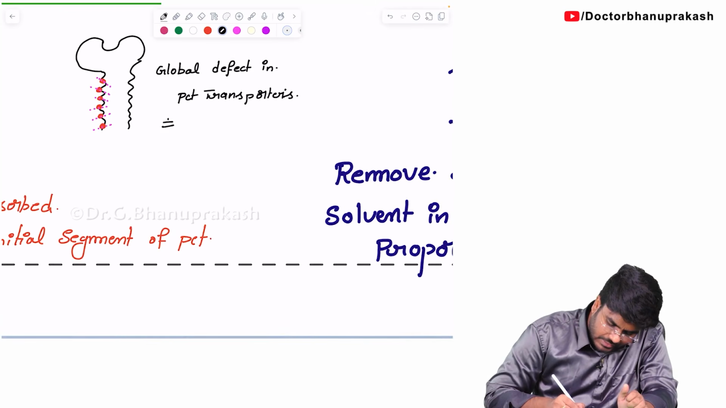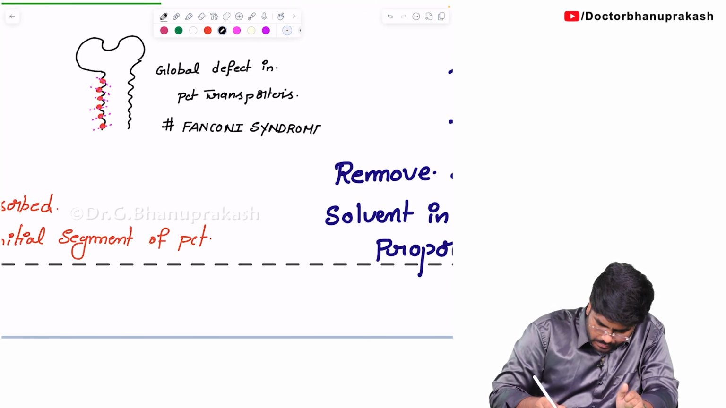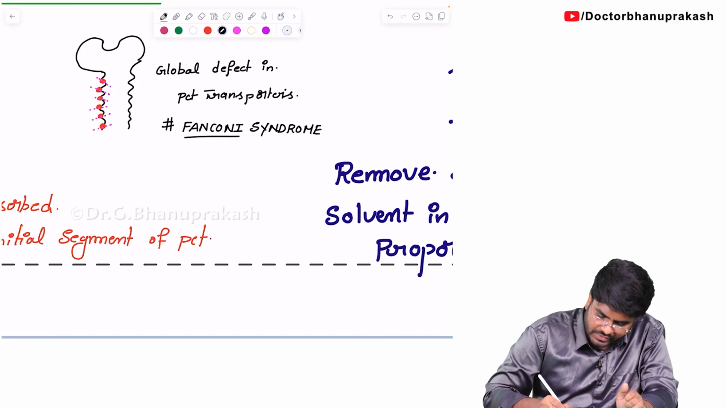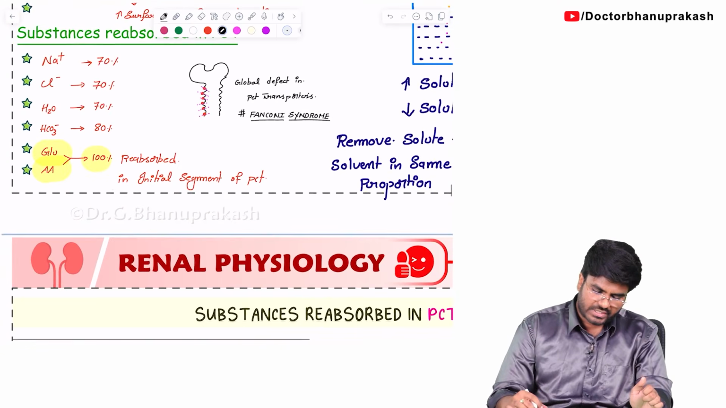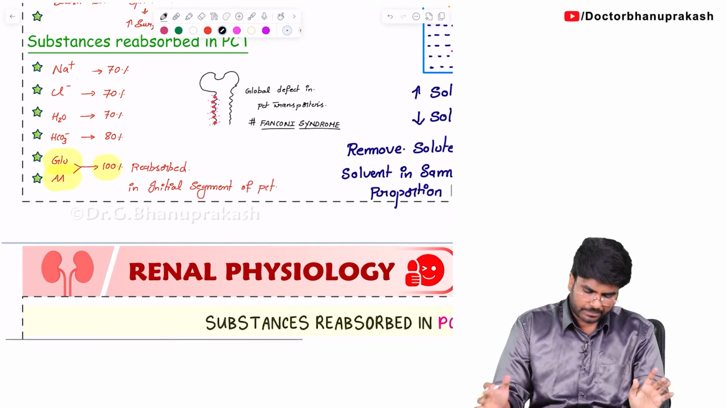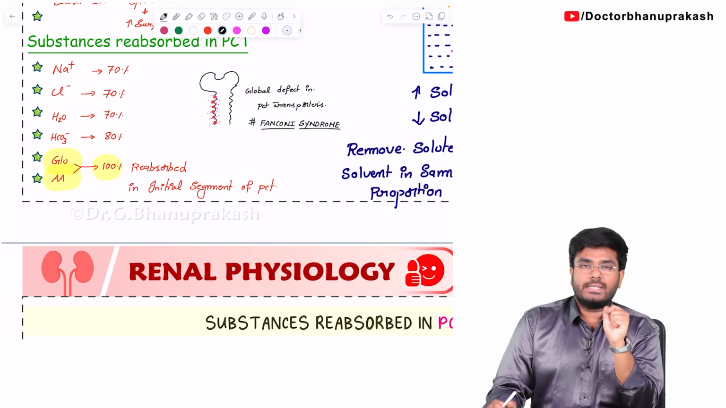The name of this condition is Fanconi syndrome. Don't confuse it with Fanconi's anemia. That is different. Fanconi syndrome is a defect in the PCT. Done. Next, before going further, how water reabsorption occurs in the PCT.